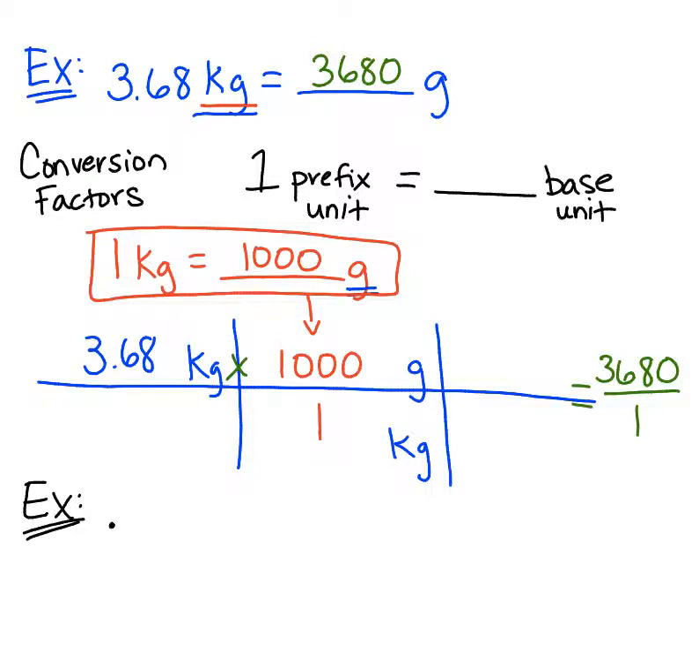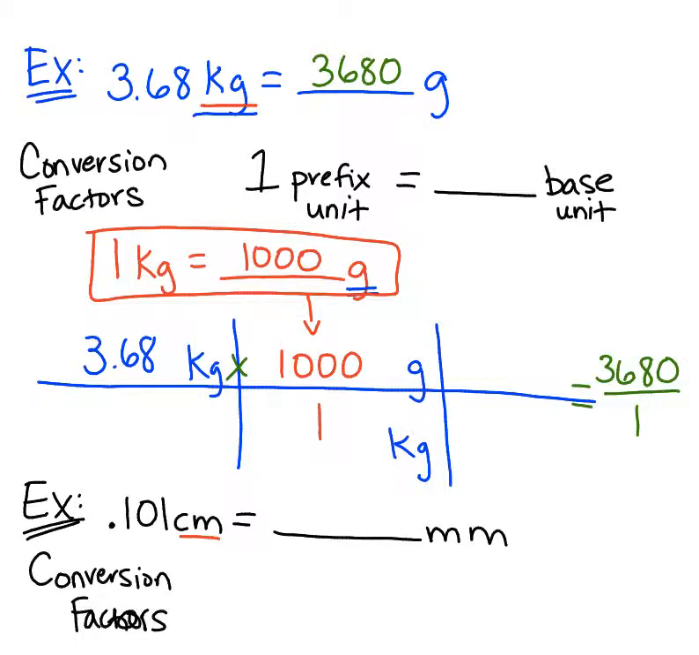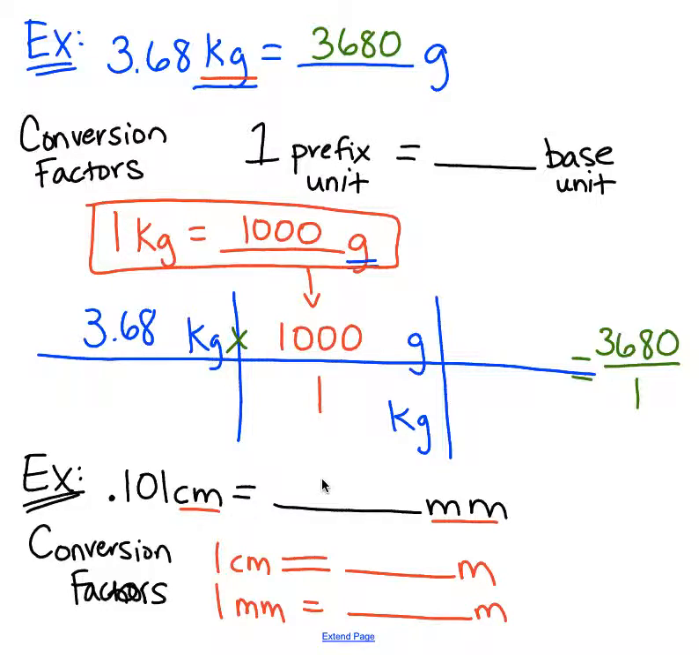Let's try another example. This one, we're going to have to go a little bit farther. You're going to see in this one we actually have 2 prefixes. Therefore, we have to have 2 different conversion factors. So we're going to set 1 centimeter equal to the base unit of a meter and 1 millimeter equal to the base unit of a meter. Once we do that, we can start to fill in our numbers. Centi means 0.01, milli means 0.001.